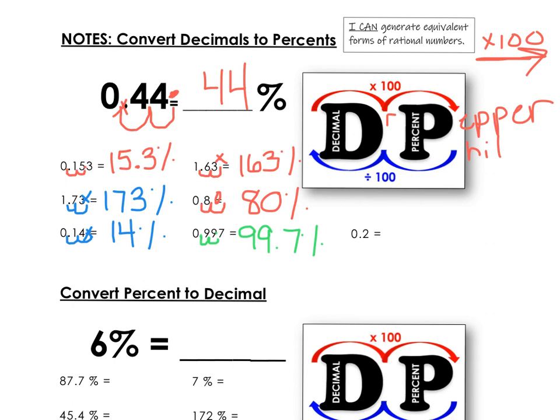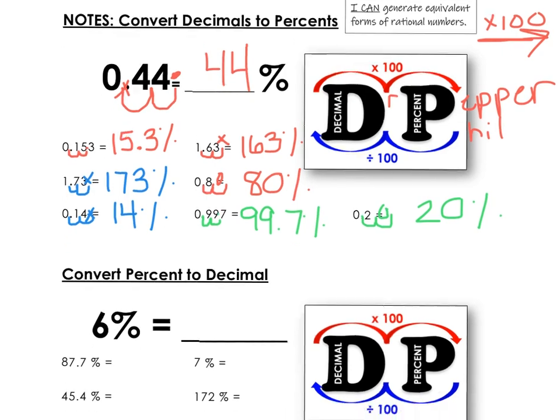Okay, and last decimal to percent we're going to do now. We have 0 and 2/10. So remember, we're going to move our decimal twice to the right. So we're going to go 1, multiplied by 10. 2, we just multiplied by 100. We put in a 0 behind it. And 0.2 is now 20%. So that is how we convert a decimal to a percent.